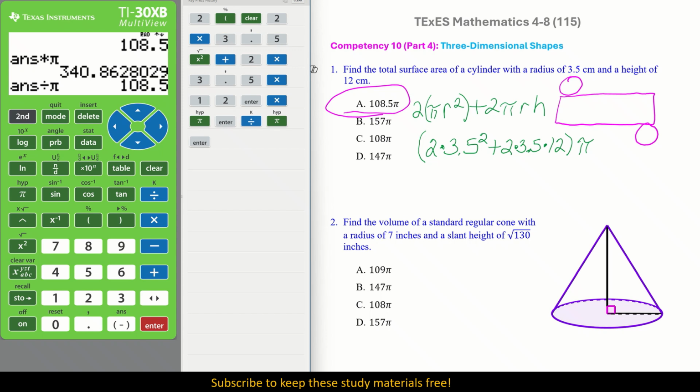Okay, so let's go on to number 2. Find the volume of a standard right circular cone with a radius of 7. So here's my 7. And a slant height of square root of 130. It's very common to see that. But that's the wrong height. It's not the height we need. What we need is this right-angled height right here. That's the culprit that we need.